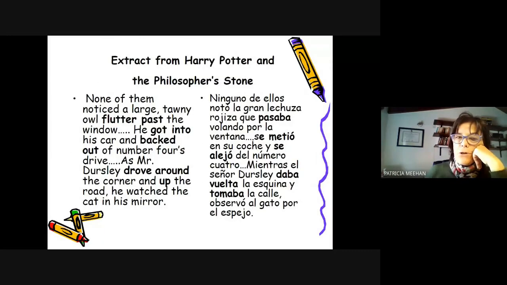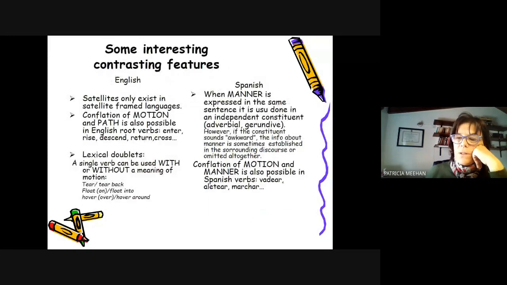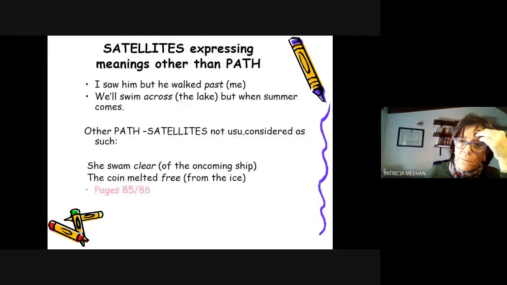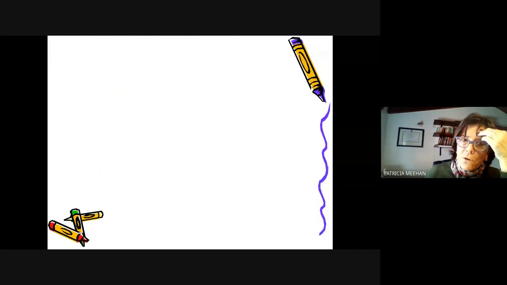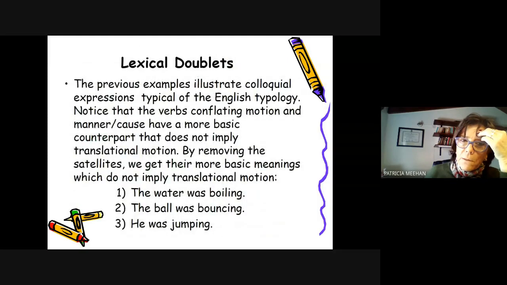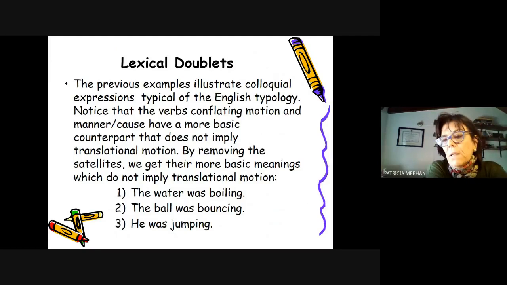Did you understand lexical doublets? Eso me falta explicar. ¿Entienden lo de lexical doublets o no? No sé dónde están los lexical doublets. Ahí está. Thank you, Sophie. Well, the name already gives us a hint. So double, two things, right?